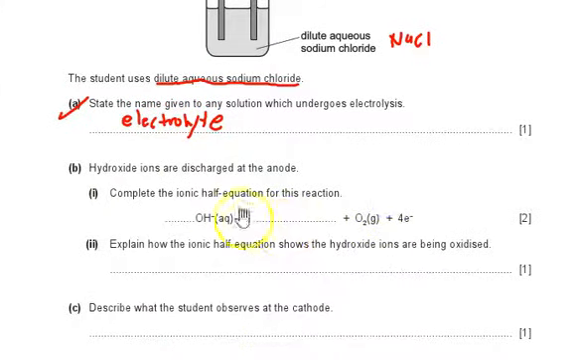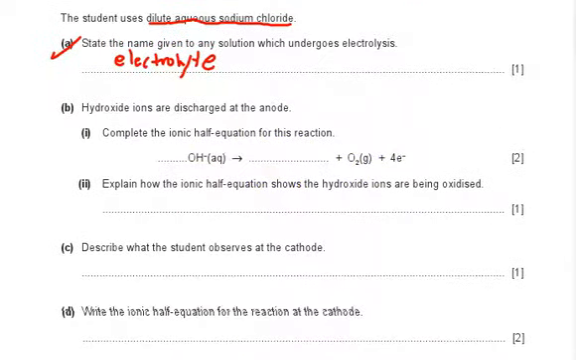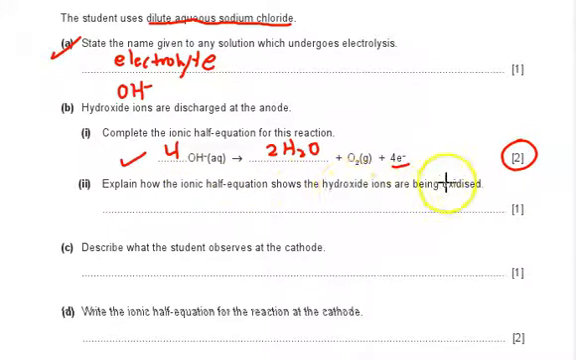Now hydrogen ion will be discharged at anode. So this is hydrogen ion. So do you remember this equation? So now we have here 4 and it releases water and you have 4 electrons already mentioned. So to complete this you have 2 marks. Explain how the ionic half equation shows the hydrogen ion are being oxidized. Explain how.